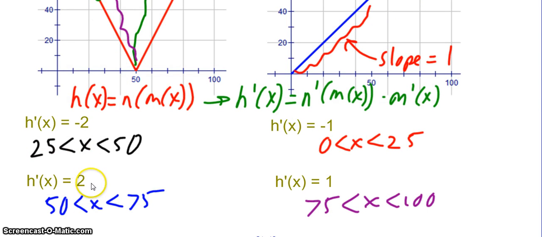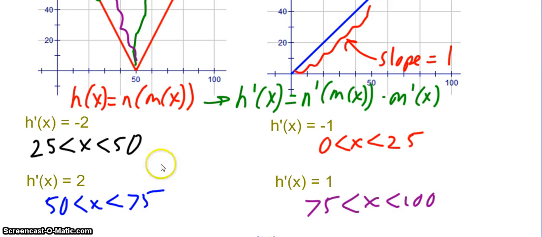Okay, so if I have any value of x that is greater than 25 but less than 50, then h prime of x is going to equal negative 2. If I have any value of x where x is greater than 50 but less than 75, h prime of x is going to equal 2. If I have any value of x that is greater than 0 but less than 25, h prime of x is going to equal negative 1. And any value of x greater than 75 but less than 100, then h prime of x will equal 1.